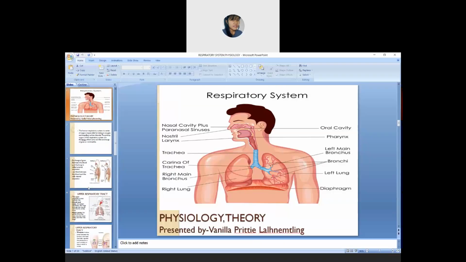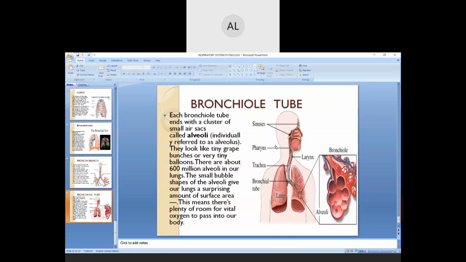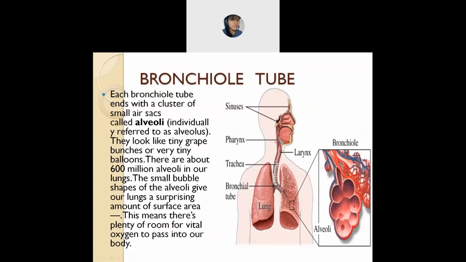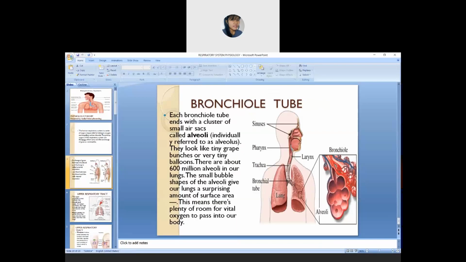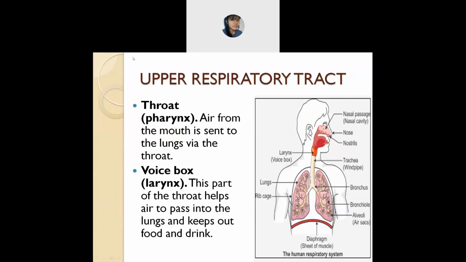Okay. Next is throat, or else pharynx. Wait, I'll show you. Can you see this? Yes, ma'am. Okay, so this is the pharynx, or else throat. Now let's see what we mean by pharynx.